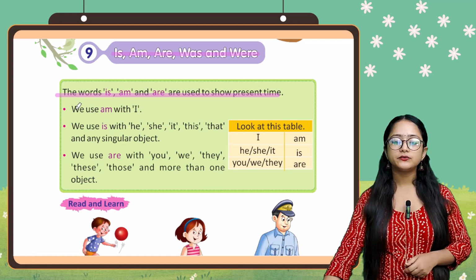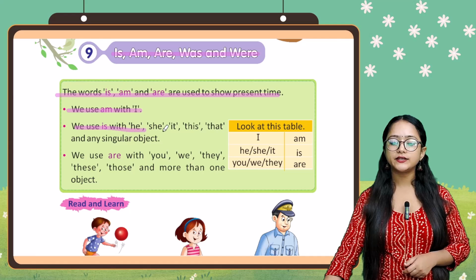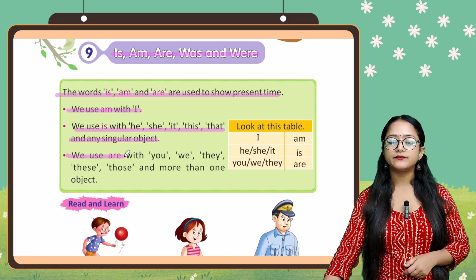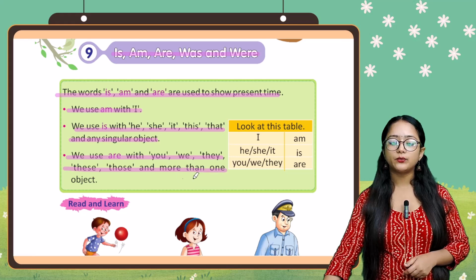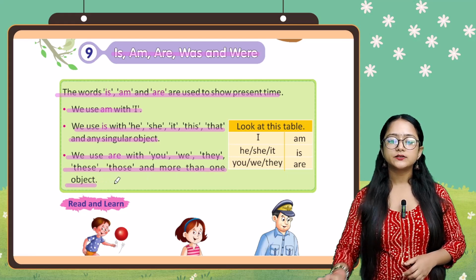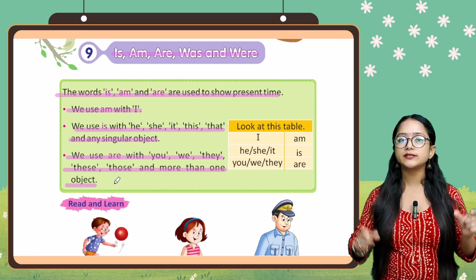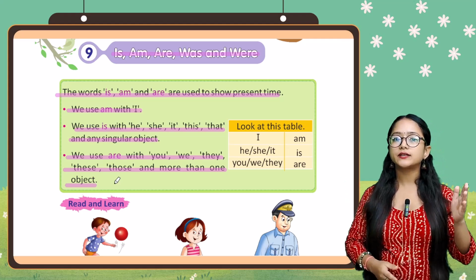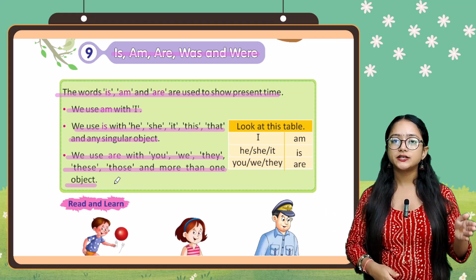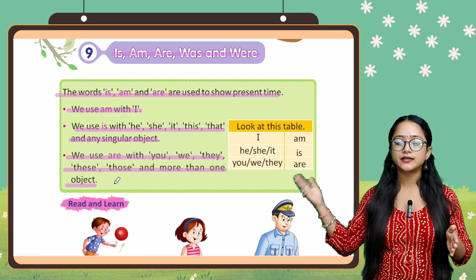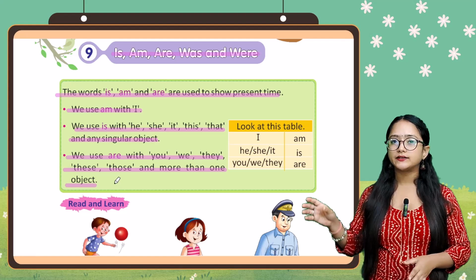Okay, we use am with I. We use is with he, she, it, this, that, and any singular object. We use are with you, we, they, these, those, and more than one object. So basically it is saying that we use am with I. We use is with the singular object. That means she, he, it, this, that, and any other singular object.